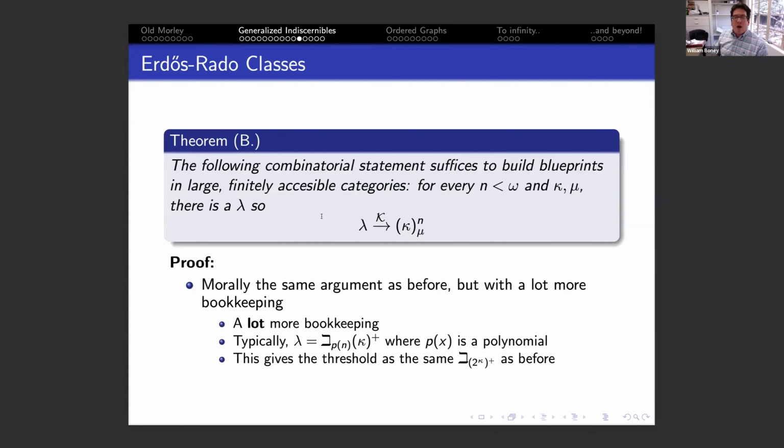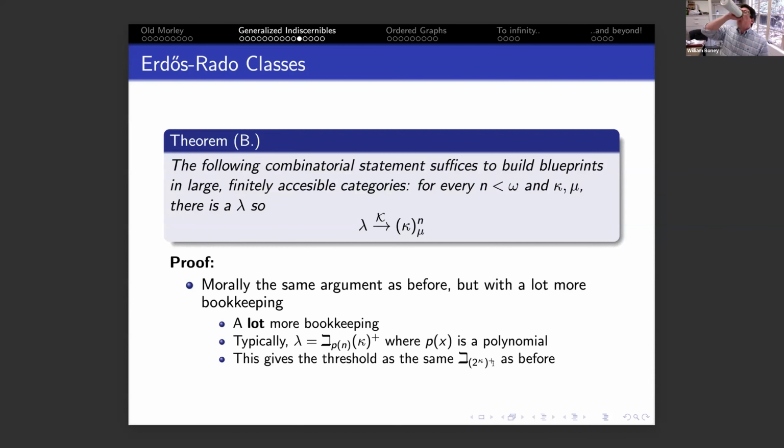But it's the same kind of argument. Typically, this threshold that you get in the Erdős-Rado theorem is like beth sub n-1 of kappa plus. And in the examples we'll see, typically you replace n-1 by some polynomial. So like beth omega of kappa plus would work for all n. There's a lot of leeway that will always give you the same sort of Hanf number cutoff that we saw from Morley's omitting types theorem. And definitely whenever you have any polynomial, you get the same thing as before.